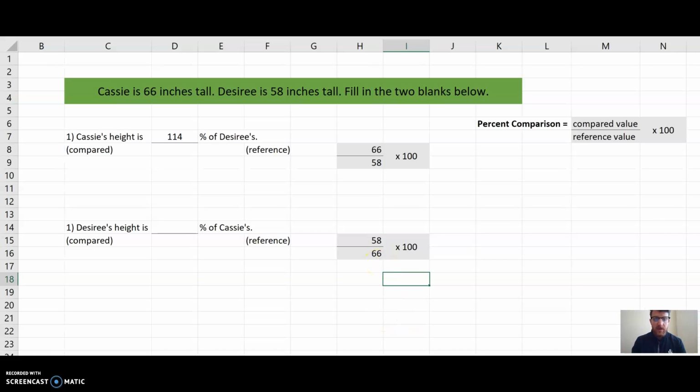So first of all, we're comparing Desiree to Cassie. Desiree is shorter than Cassie. If we're looking at Cassie as being the 100% baseline, Desiree is shorter, so we should get a percentage that is below 100. So let's check it out.